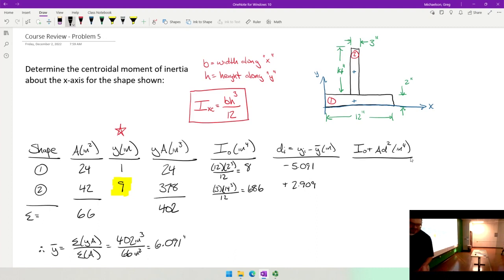So when you chug that out, you should get something like 630.02, and this one you should get 1041.44. And I think when you sum that up, 1671.5. So your moment of inertia is that.